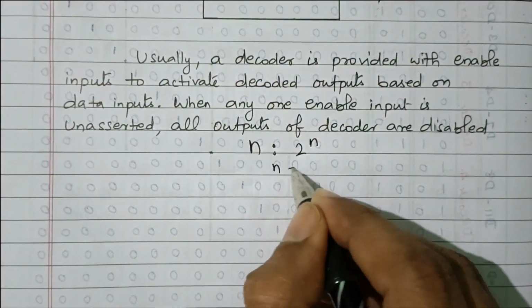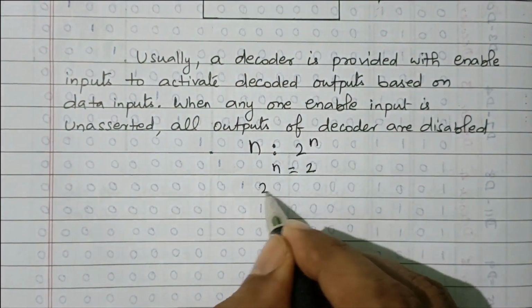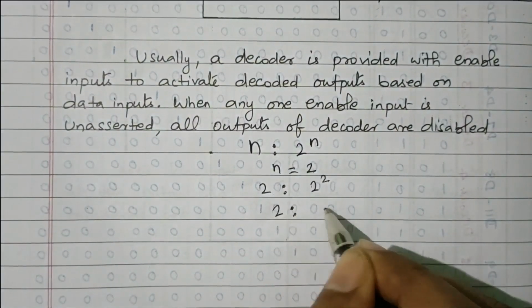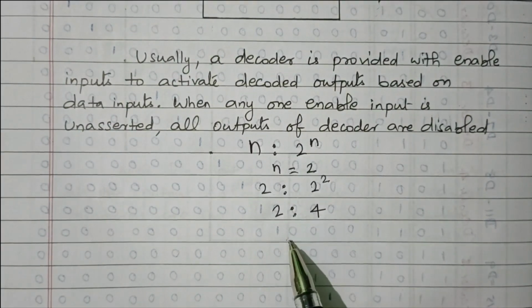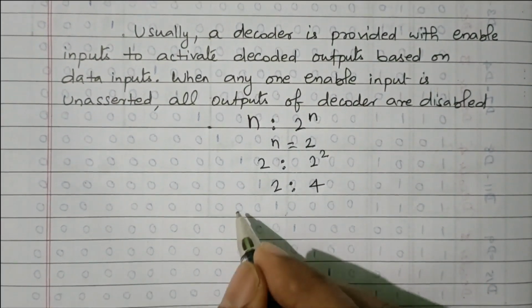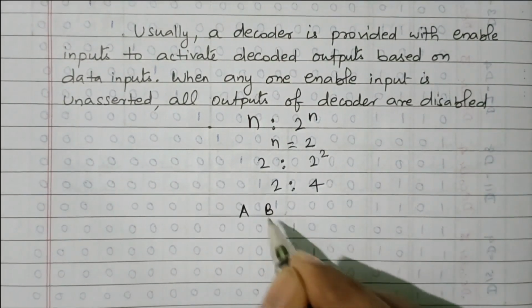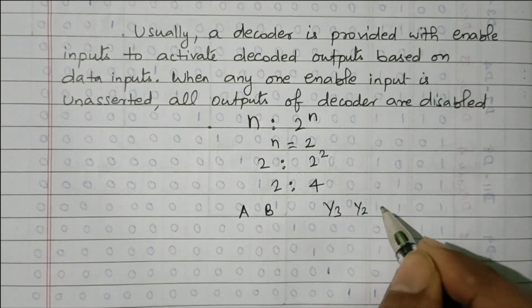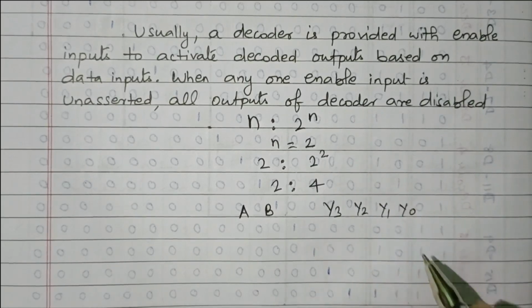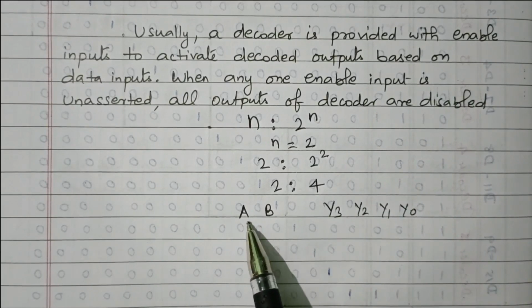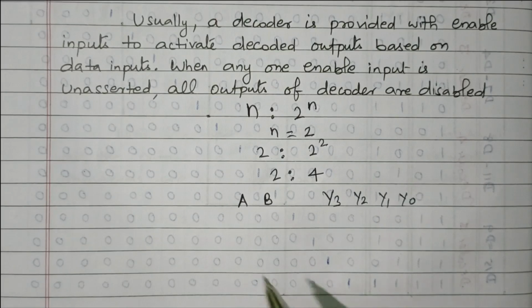Let us consider n equal to 2. So 2 to the power 2, that is 2 to 4. Right? So 2 inputs and 4 outputs. There are 2 inputs, meaning 2 digits, A, B. 4 outputs means 4 digits, Y3, Y2, Y1, Y0, 4 possible outputs. Right? 2 digits means there are 4 possibilities available.